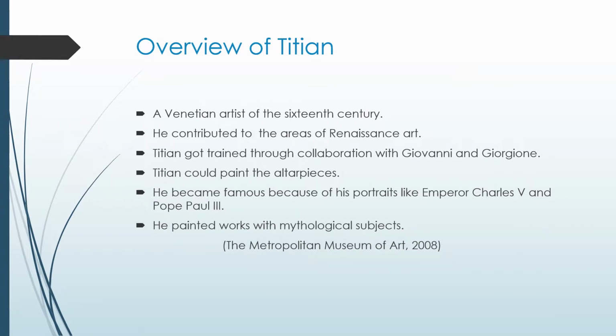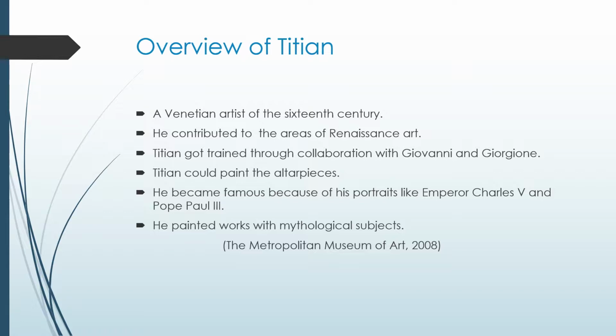About the overview of Titian. Titian is a Venetian artist of the 16th century. This Titian contributed a lot in the areas of Renaissance art. Renaissance is when they were changing the direction in most of the fields like political sciences, and this Titian played a role in Renaissance art. This Titian got trained through collaboration with Giovanni and Giorgione. These two people collaborated with Titian so that he could get trained in the arts and paintings.